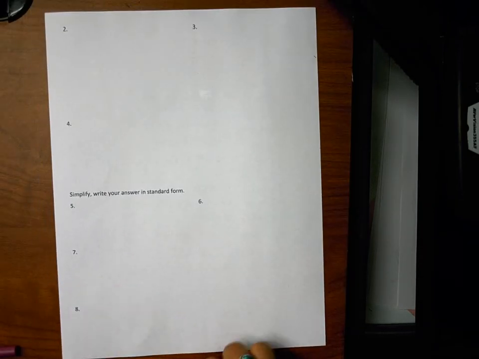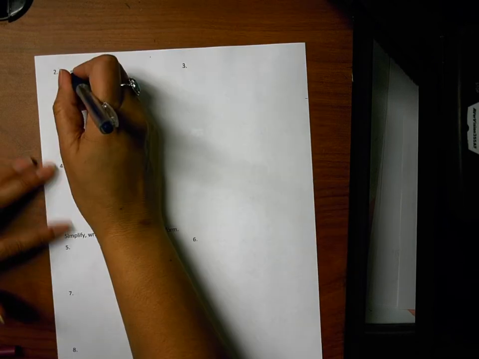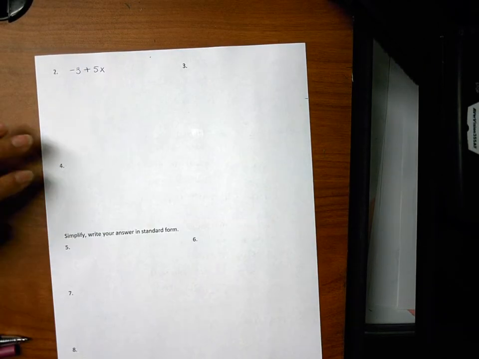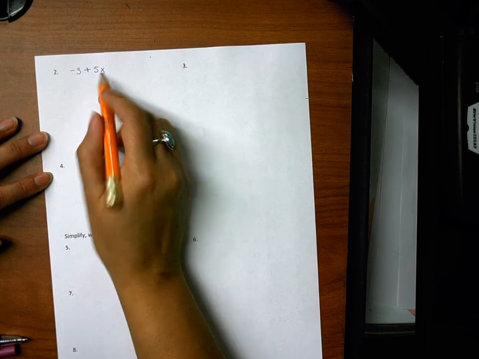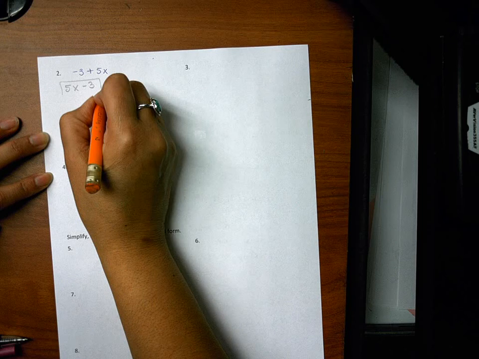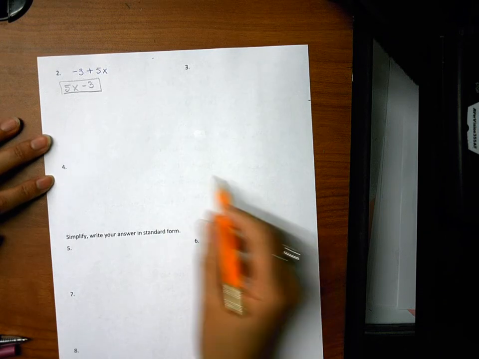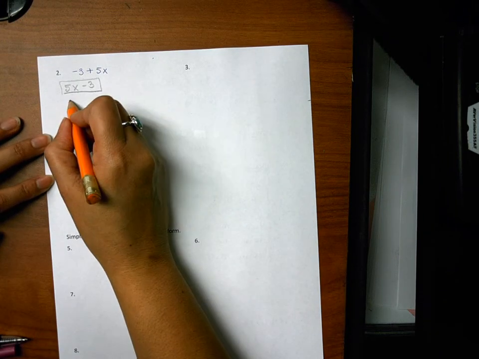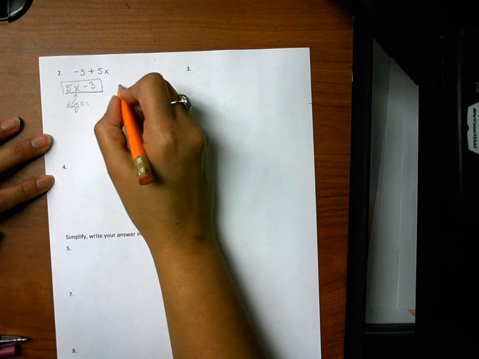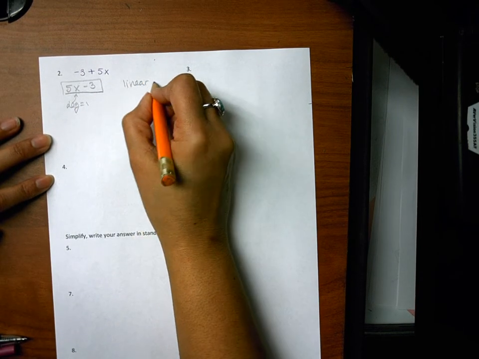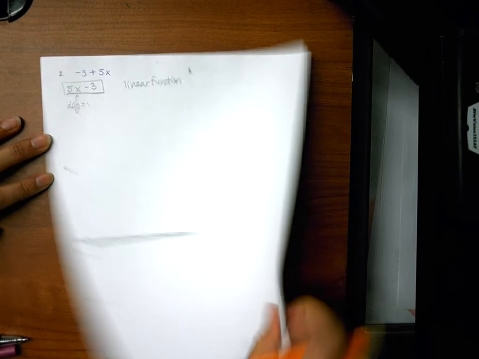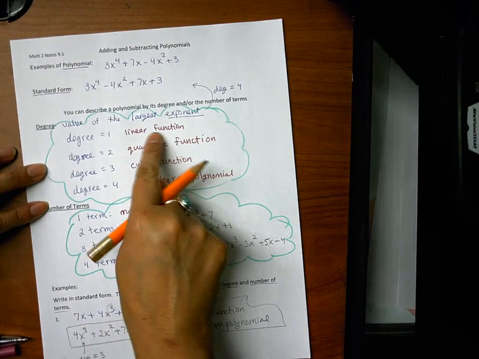Number 2 is negative 3 plus 5x. Standard form, the 5x would come first, and then minus 3. There's not much of a change on that one. That's the first answer. What is the degree? The largest exponent there is 1, so we'd call this a linear function. And it's linear because the degree is 1. That's right here, linear function.